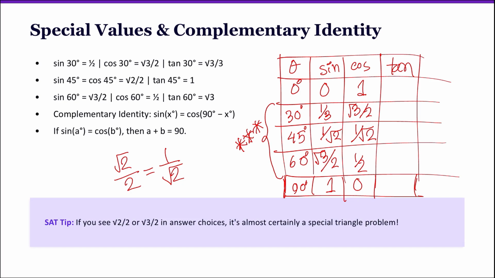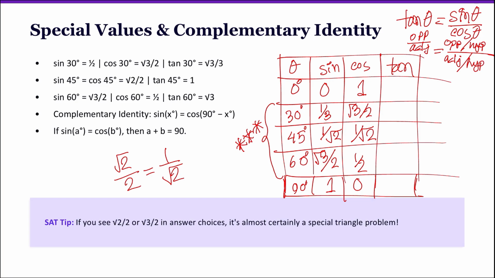And then for tangent, you can remember this identity, that tangent of theta is actually nothing but sine of theta over cosine of theta, and that's because tangent of theta is opposite over adjacent. So we can just rewrite that as opposite over hypotenuse. We can divide both the numerator and the denominator by hypotenuse. So then we have opposite over hypotenuse over adjacent over hypotenuse, which means tangent of theta is just sine of theta over cosine of theta. So then you can just divide these values to get the tangent. You don't even need to memorize it.